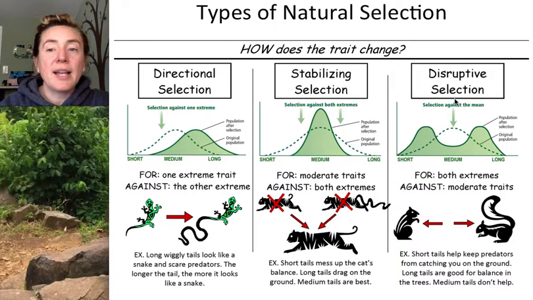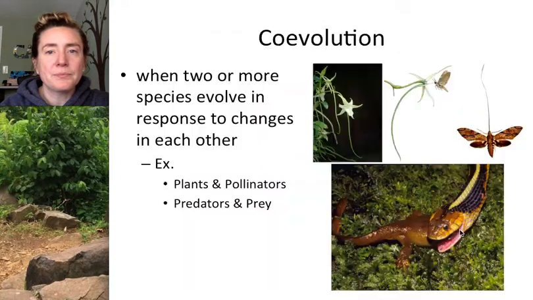So stabilizing selects for that average or medium trait. And then disruptive selection, again, we have an original population here, but you can see that there is an increase in both of the extremes. So it selects for both extremes, and it selects against those moderate or medium traits. You can see that fitness level went down. The example: short tails help to keep predators from catching their tails. And then this one, maybe a squirrel, says long tails are good for balance in the trees, and medium tails don't give it any advantage. Therefore, nature selects against that medium trait.